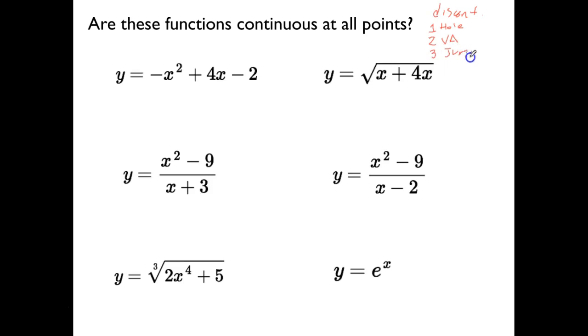And remember, you only see these jump discontinuities on piecewise functions. So noticing that none of these are piecewise functions, we're not going to run into this discontinuity. So just look here and see if there's a hole or vertical asymptote on any of these.